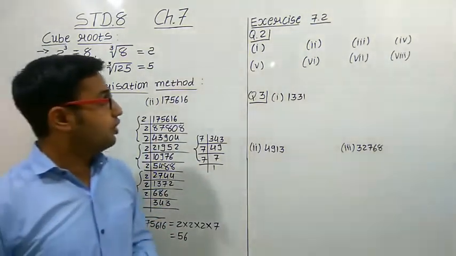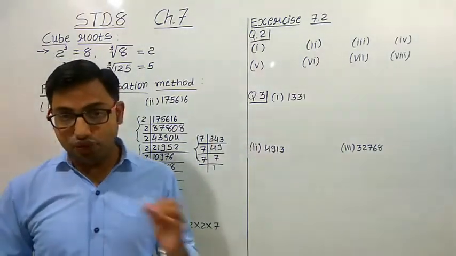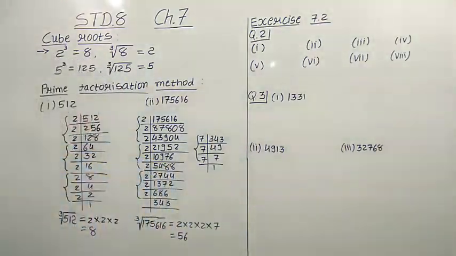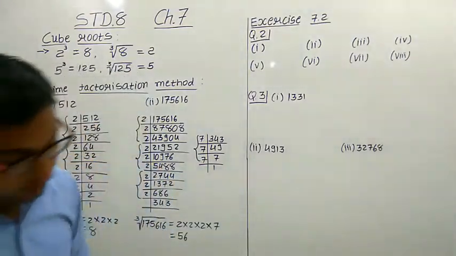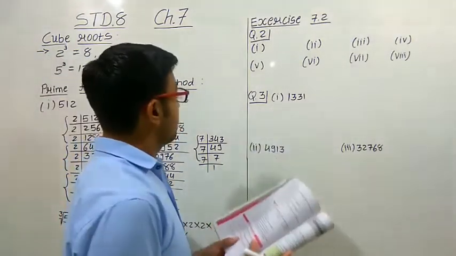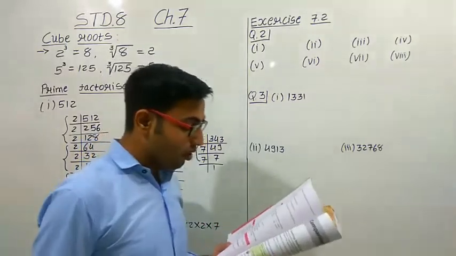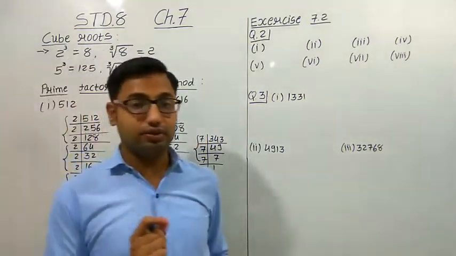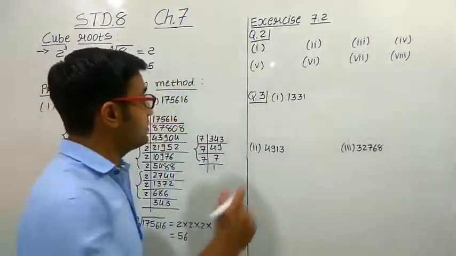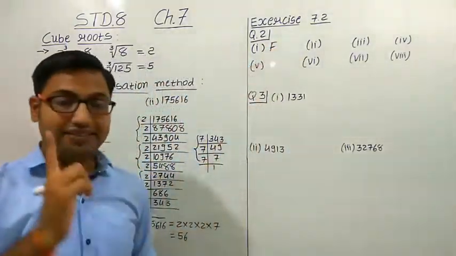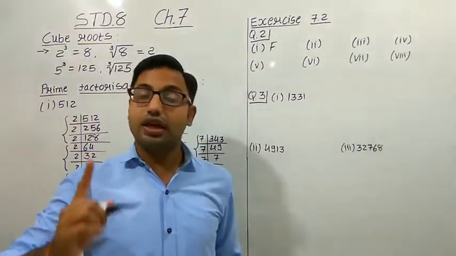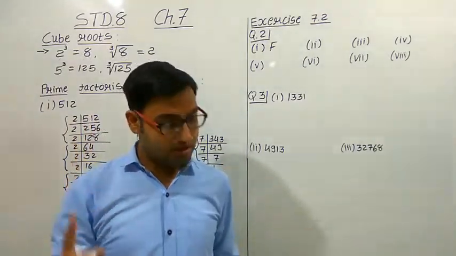Okay, so this is a very simple, very easy method to find the cube root by the prime factorization method. Now let us study some of the true false questions given in question number 2 of exercise 7.2. The first statement is: the cube of any odd number is even. No, this statement is false, because the cube of an even number is even and the cube of an odd number is always odd.